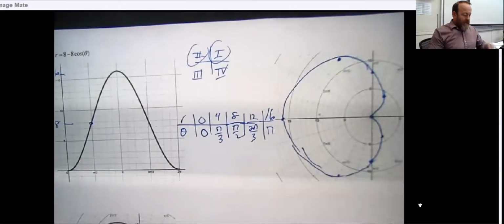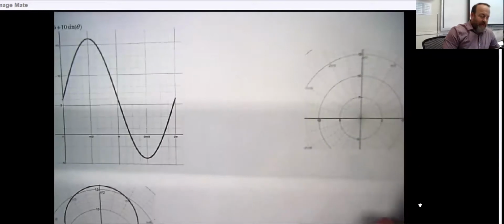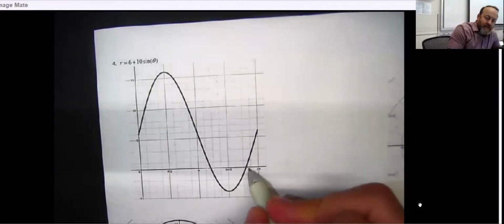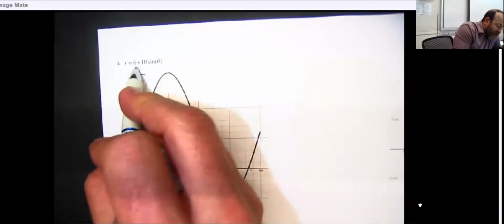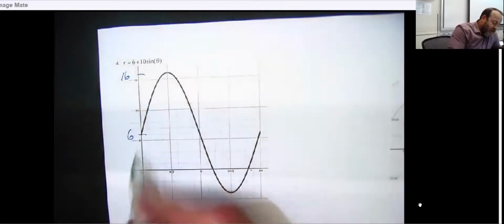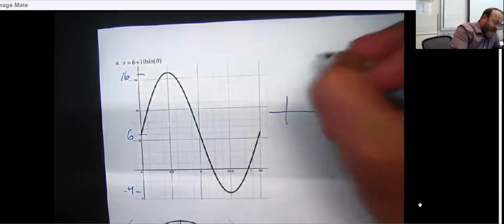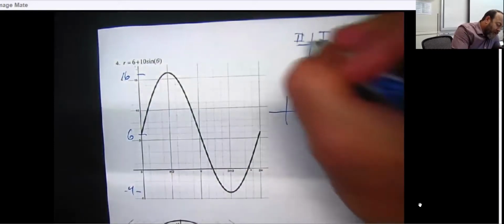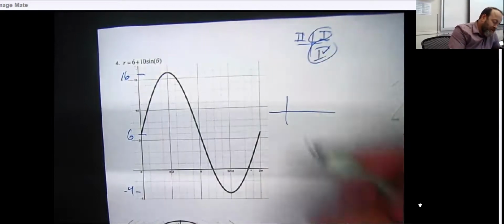And our last example is right here. This is one of those graphs that's going to have a little bit of a loop in it because it actually has a chunk that is negative. So keep in mind, it starts at 6 and has an amplitude of 10. So all of this information is here. Again, it's a sine. So I'm just going to graph quadrants 1 and 4 and use a little symmetry to get me there.